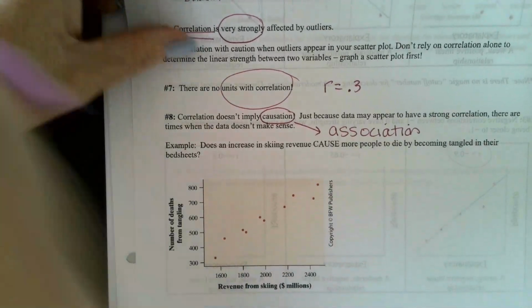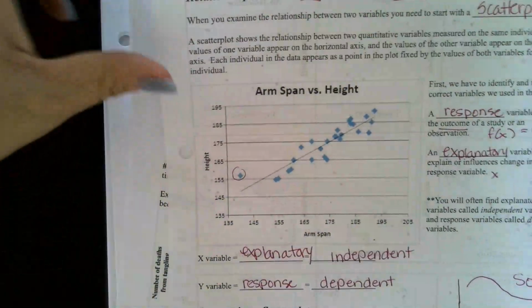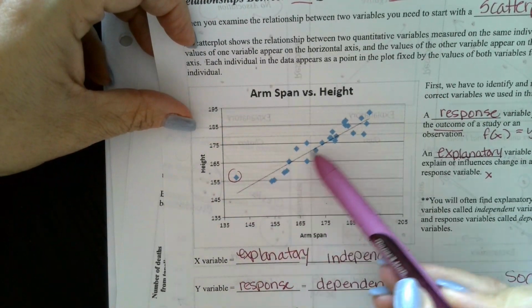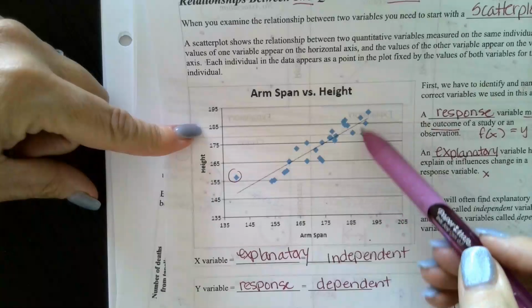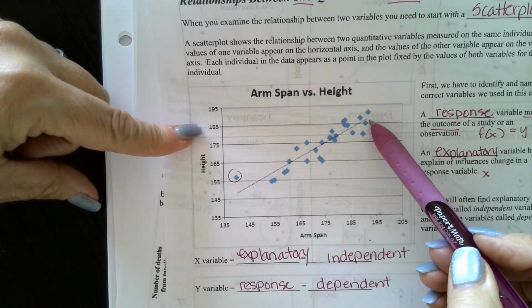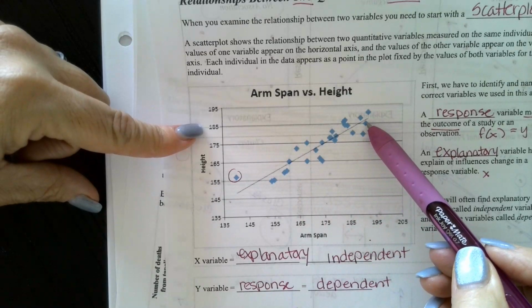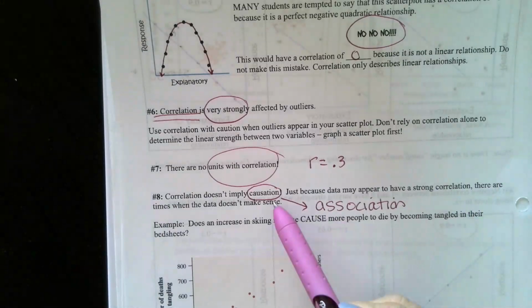If I go back to my very first graph right here, we would say that there is an association between arm span and height. The longer your arm span, the taller you are. There is an association here. We would say that there is causation. Now, when we describe it, we use the word association, but to determine if there's this association, we have this causation. So here's an example of this.